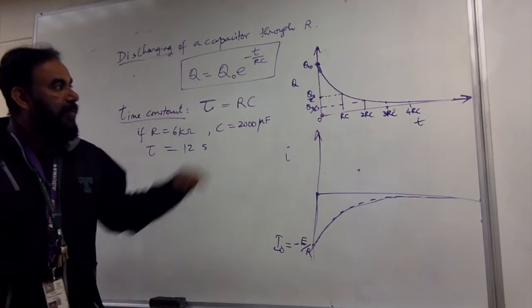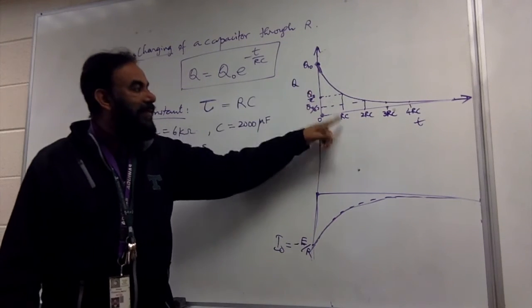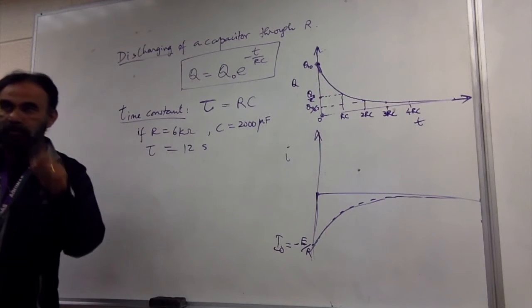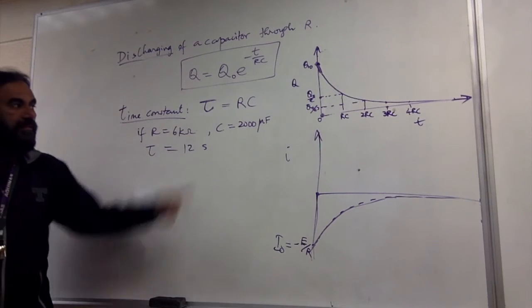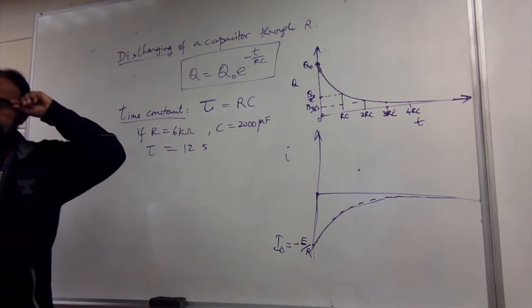So from 12 volts to go to 4.4 something volts, it'll take 12 seconds for that resistor capacitor combination, right?